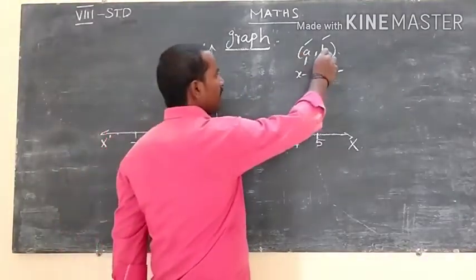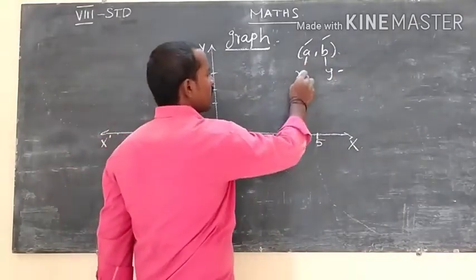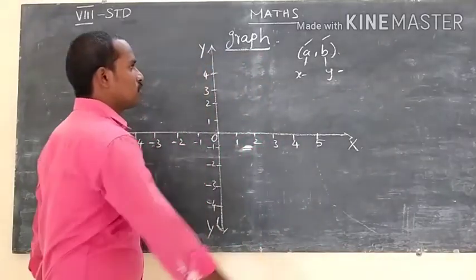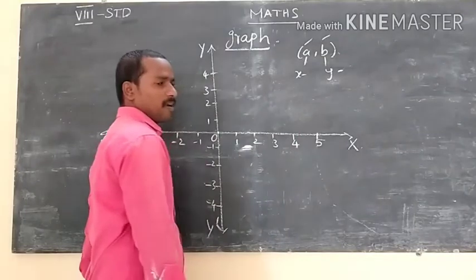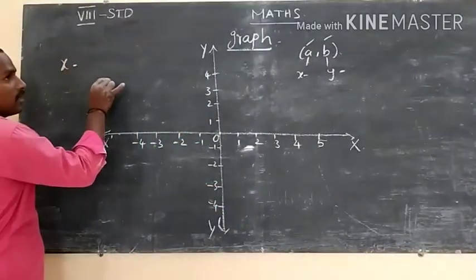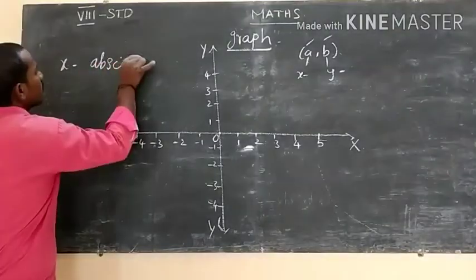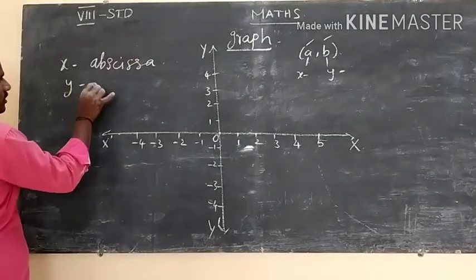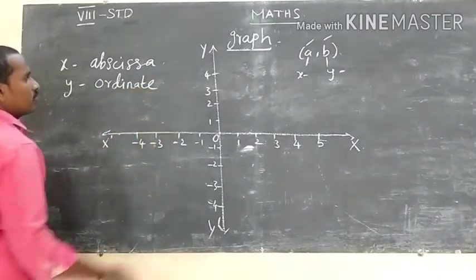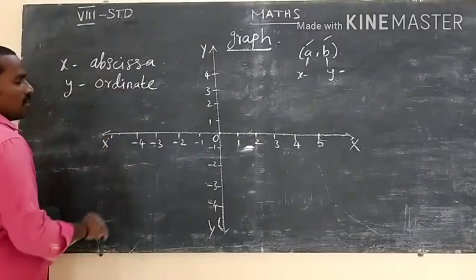A point is denoted by (a, b), where a and b are two numbers. Then a represents the distance along the x-axis and b represents the distance along the y-axis. The pair (a, b) is the ordered pair. The x coordinate is called the abscissa and the y coordinate is called the ordinate.